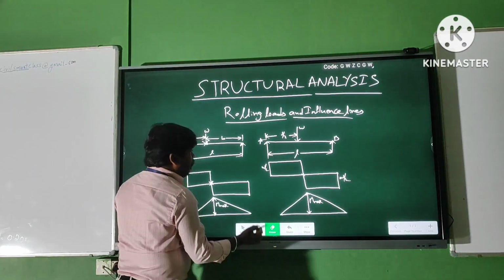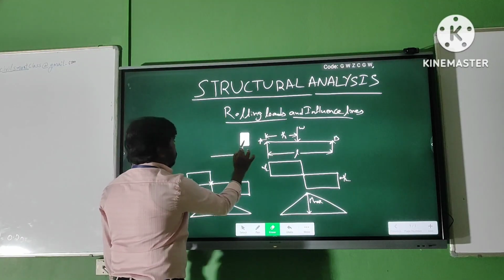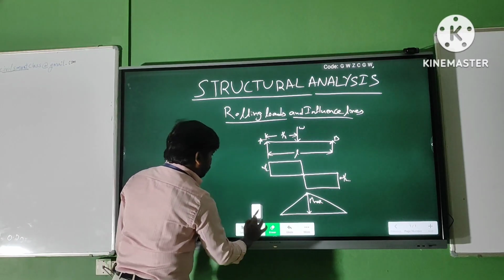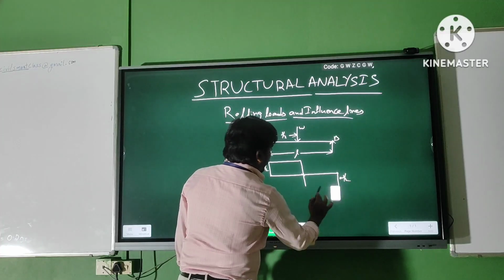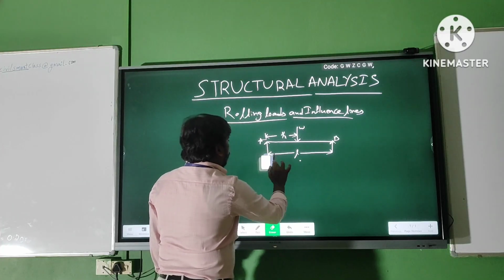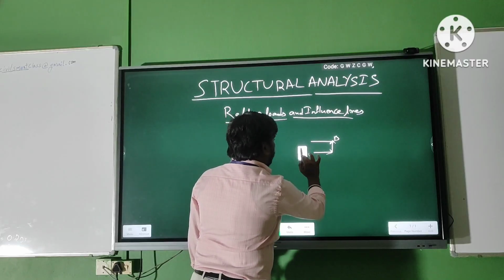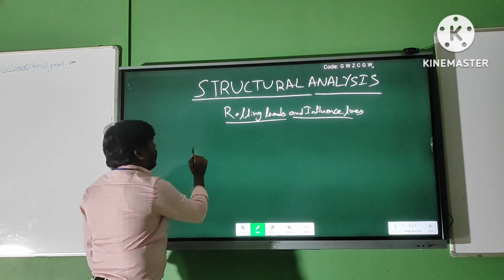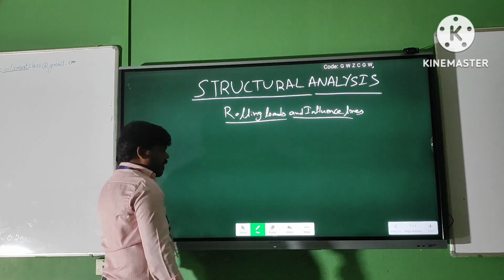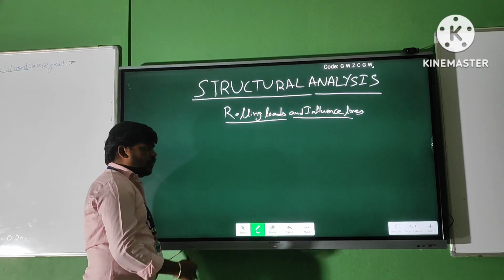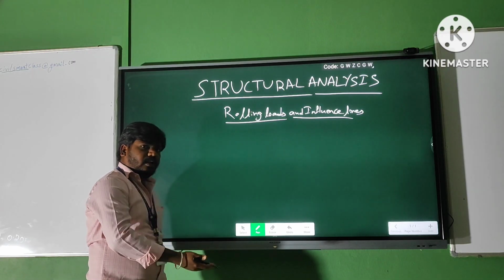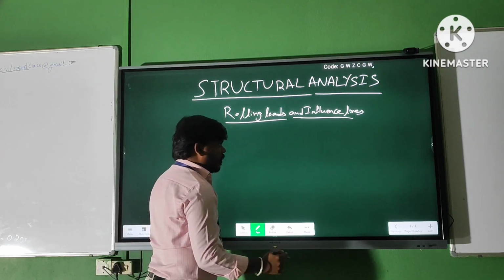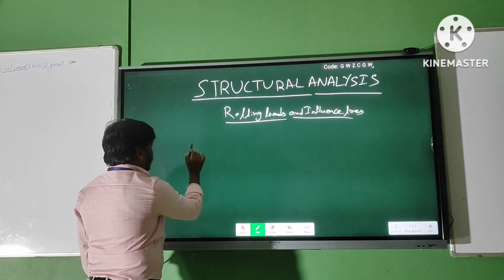Coming to rolling loads, they will not be stationary at a point. The best example for rolling loads is industrial cranes. Industrial cranes are used for lifting heavier loads and moving them from one place to another within the industry. That is the best example for rolling loads.